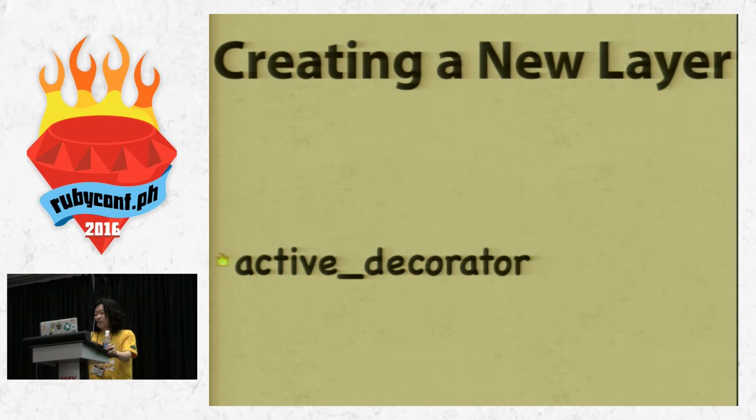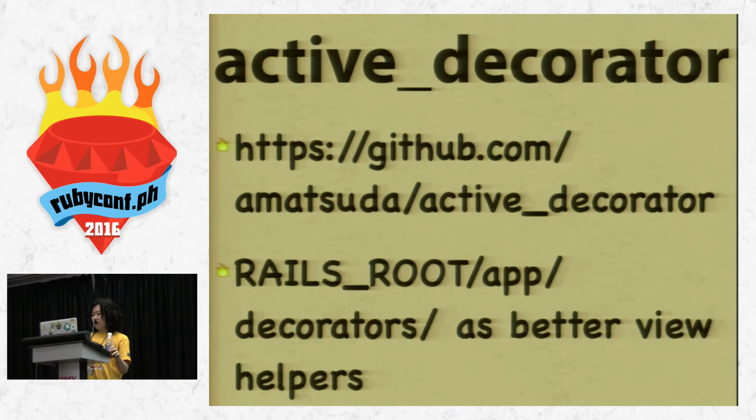The next example is how we create a new layer, something other than app/models, app/controllers, app/views. An example is active_decorator, which adds an app/decorators directory into your Rails applications.